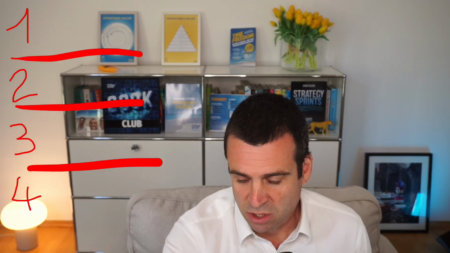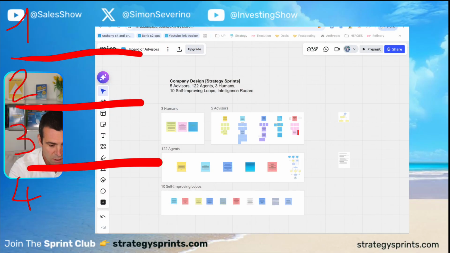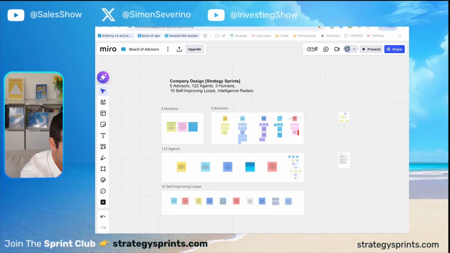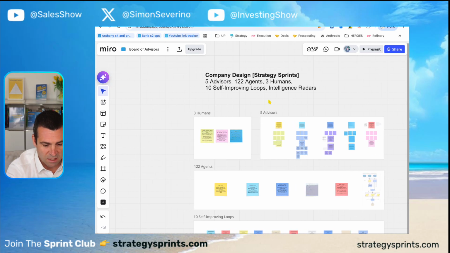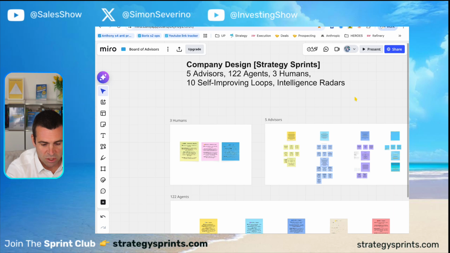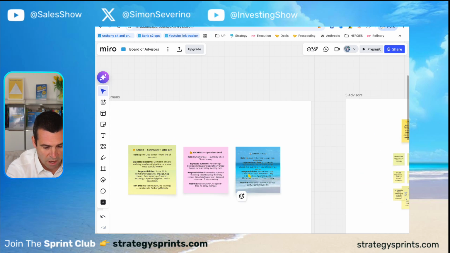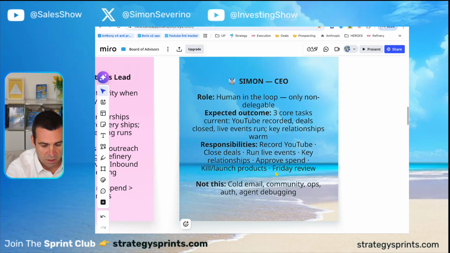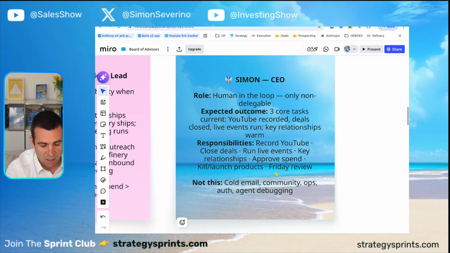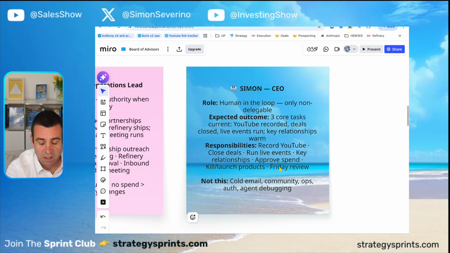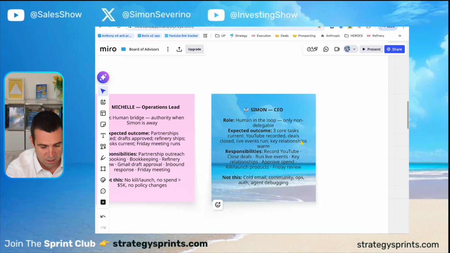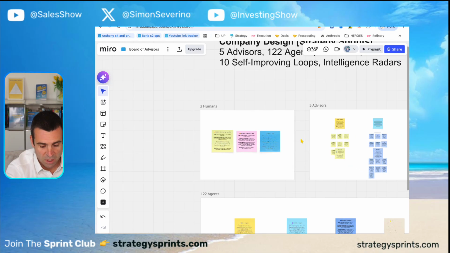When I say the agents, what does that even mean, right? We have right now 3 humans in our company. Those 3 humans are enhanced by 5 advisors and 122 agents. The humans have specific roles, right? Each role has expected outcomes, responsibilities, and also things that are not expected, what's not in their responsibility.